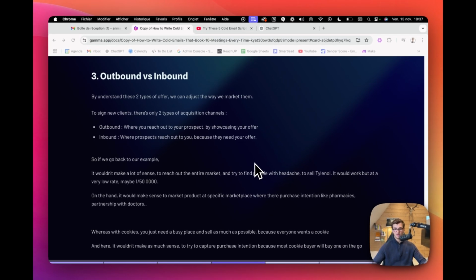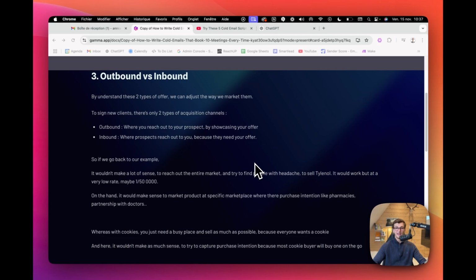Here, it wouldn't really make much sense to try to find specific places where people are known to buy cookies because these don't exist. If we take 10 people who bought a cookie in the last hour, maybe 8 of them bought a cookie because they walked through the place and found it really attractive. And maybe 2 of them woke up in the morning and searched on Google for the best place to find a cookie, because it's more of an emotional buying decision.